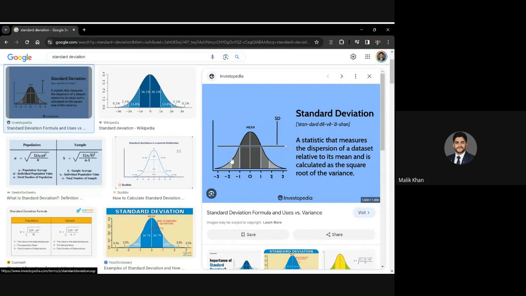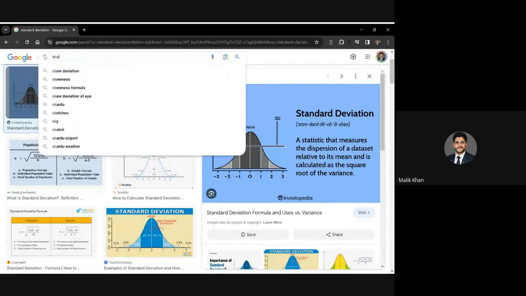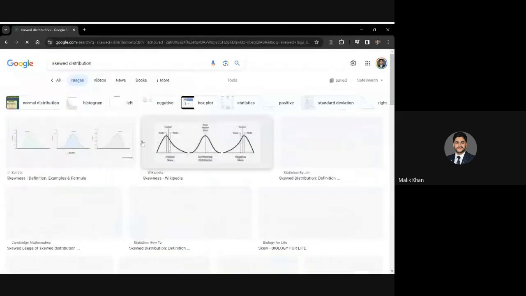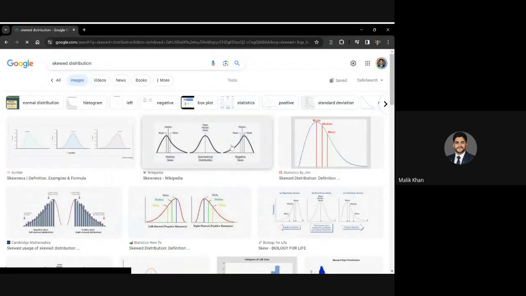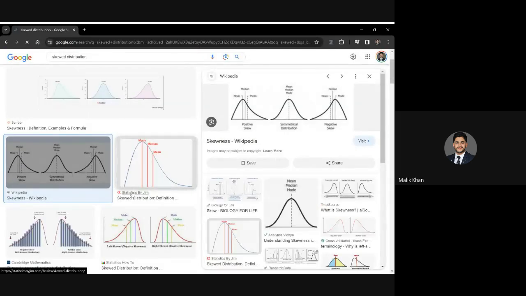So this is for a normal distribution. Now let's discuss skewed distribution. Skewed distribution is about the tails. This is the tail, this is the tail, and this is the top, let's say the head. In a normal distribution, both tails are of equal length, right? But if one tail becomes longer, when will that happen?